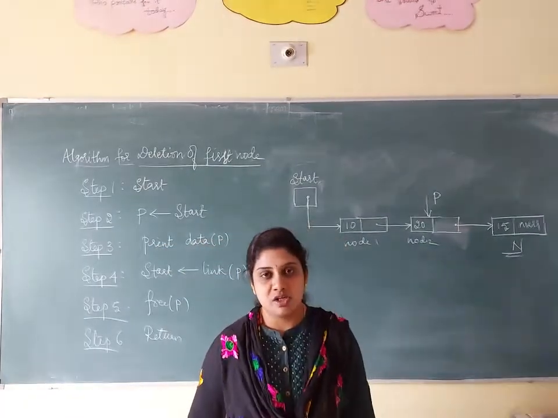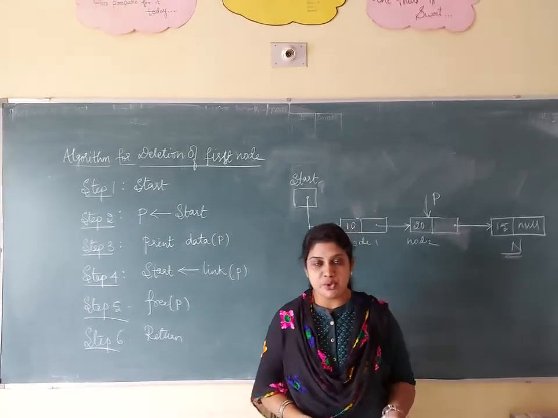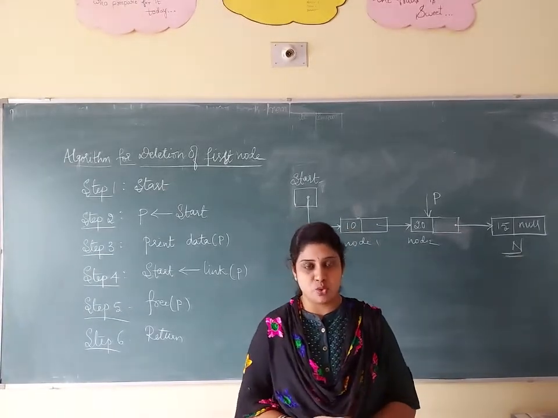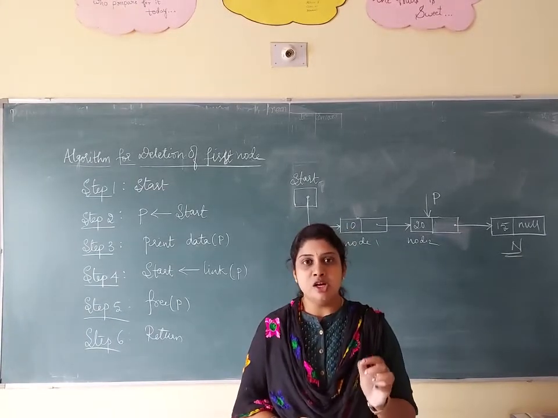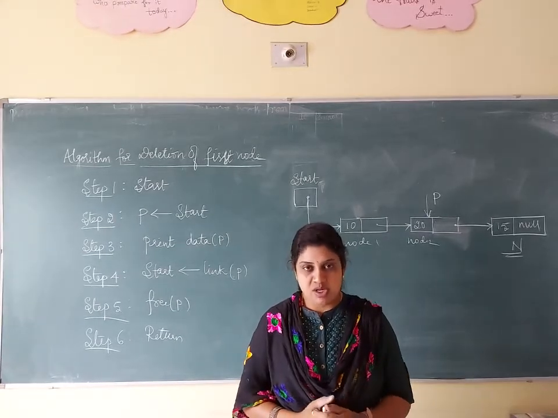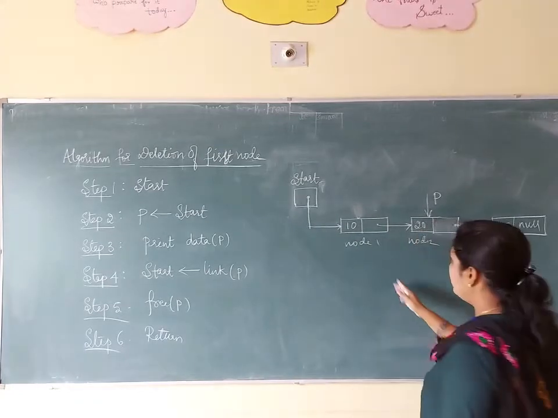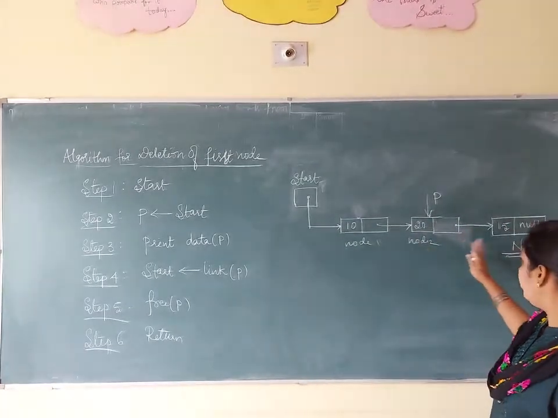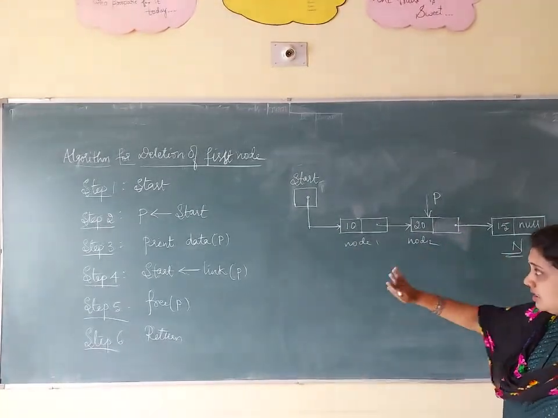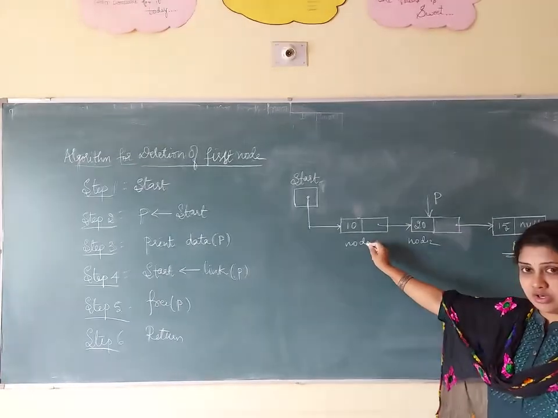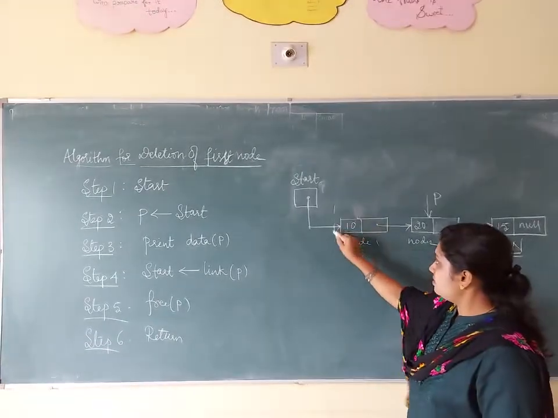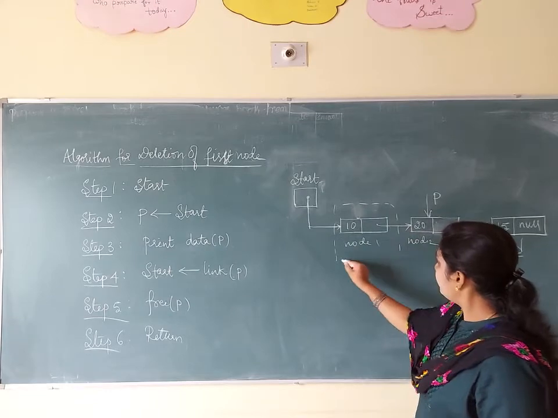And the next algorithm is how we are going to delete the first node, the node at the beginning. So the deletion operation is very easy. Consider we have three nodes, 1, 2, 3. In these three nodes, you have to delete the first node. This one you have to delete.